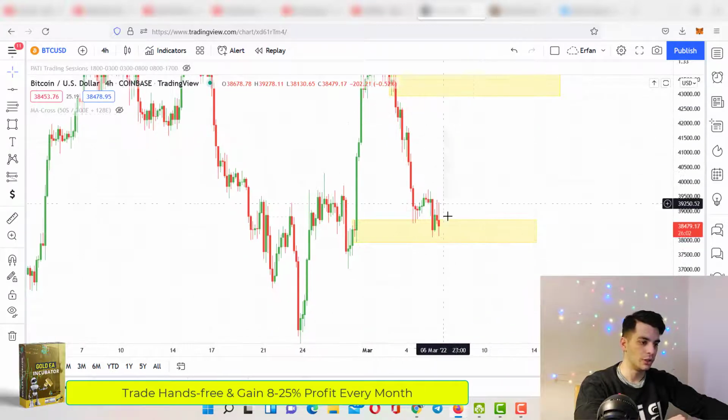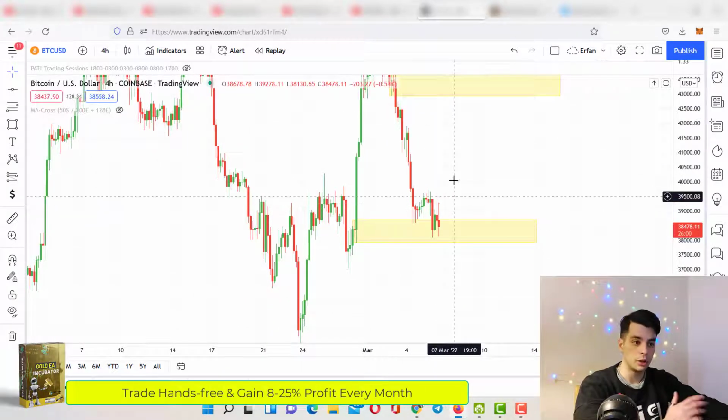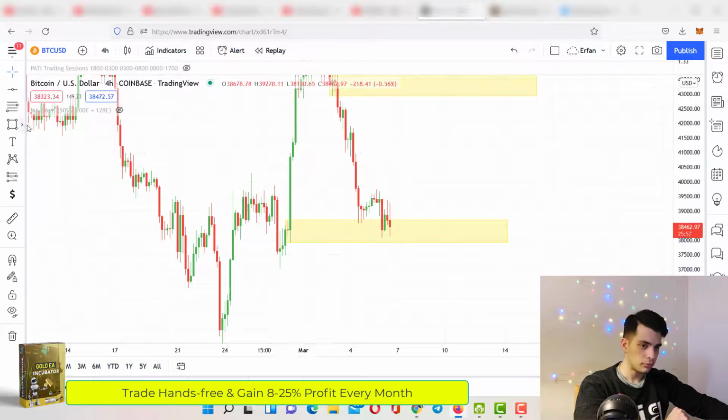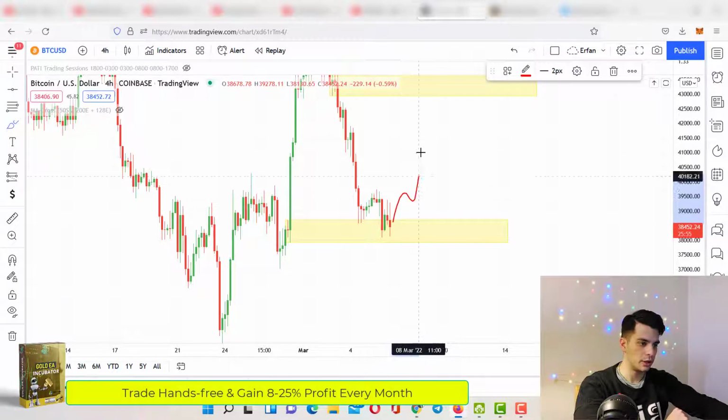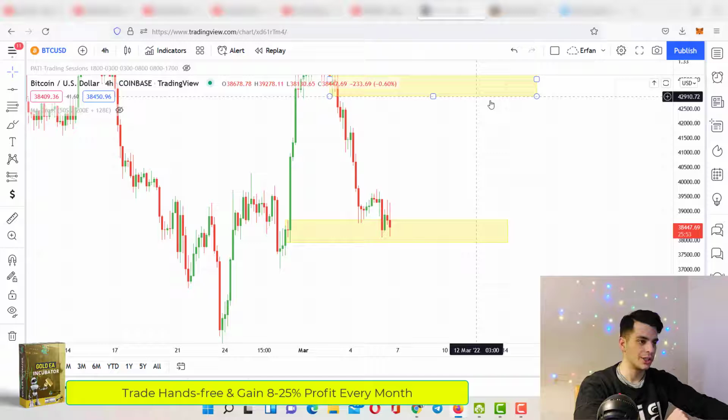And if it really wants to respect this level, then I'm going to be long on gold, because I know that it's going to create these higher highs and higher lows to reach this level here.